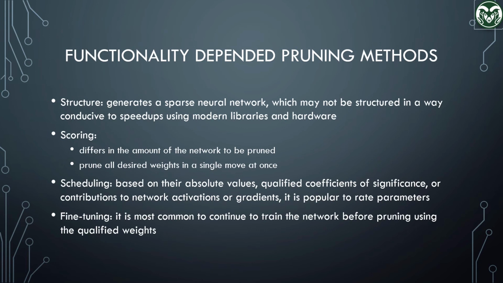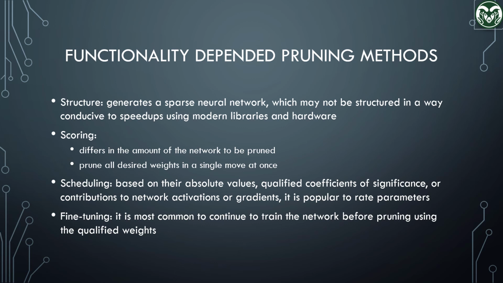Another one is the functionality dependent pruning methods. Over here, one type is the structure pruning method, which generates a sparse neural network that cannot be structured in a continuous way for speed ups using modern libraries and hardware. The scoring pruning methods differ in the amount of the network to be pruned, pruning all desired weights in a single move at once.